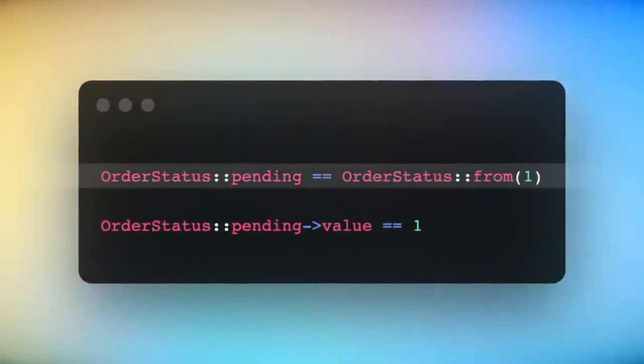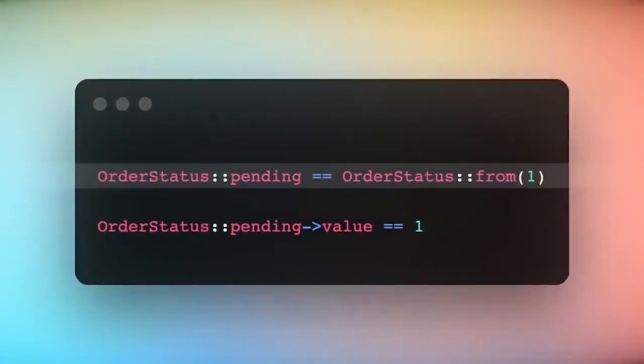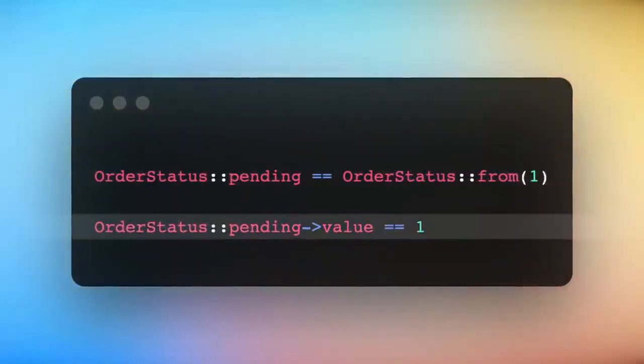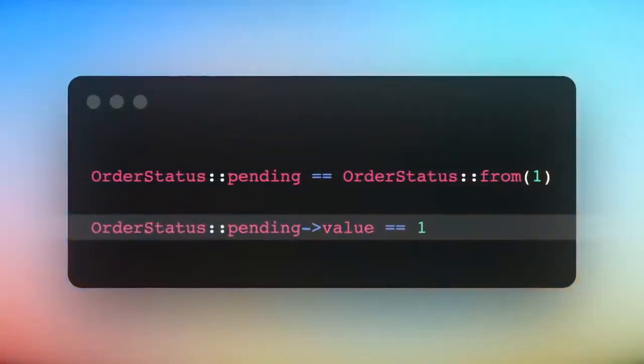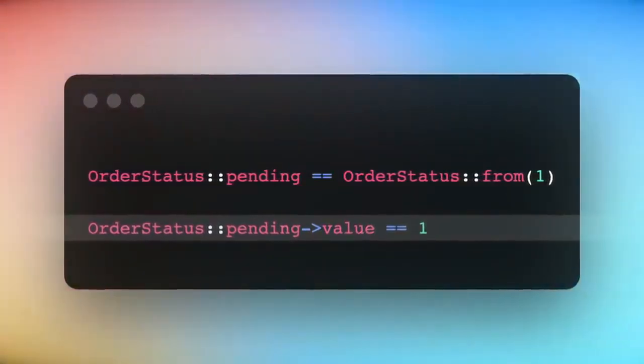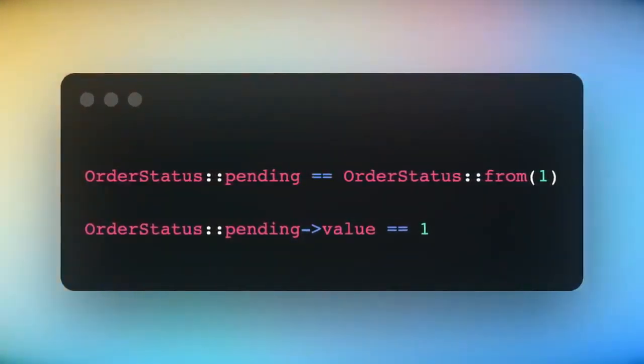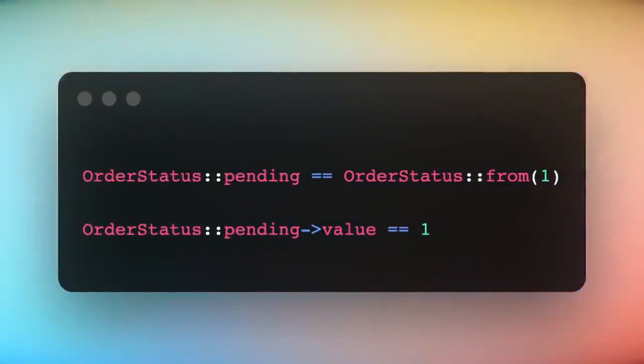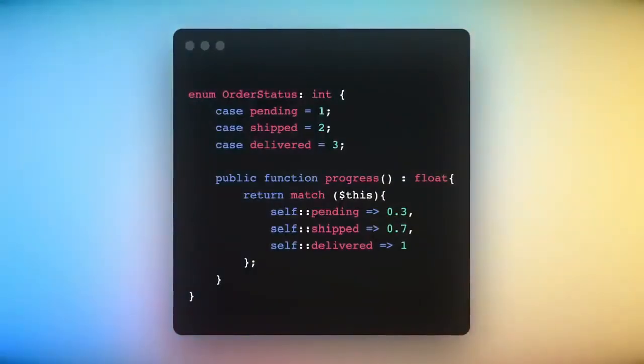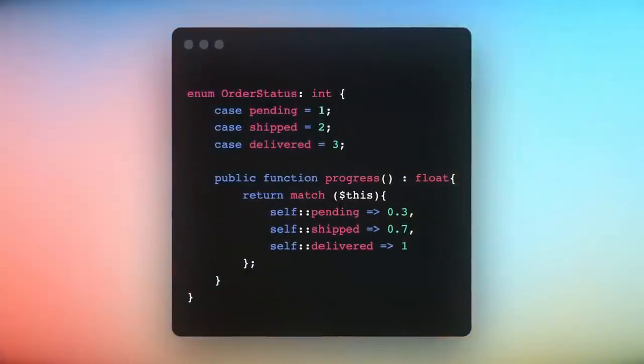To cast the integer to an enum, you may use the from method. And to use the value of the enum case, you may use the value property. Both these cases will evaluate to true. You can also add methods to an enum like you would do in a typical class.